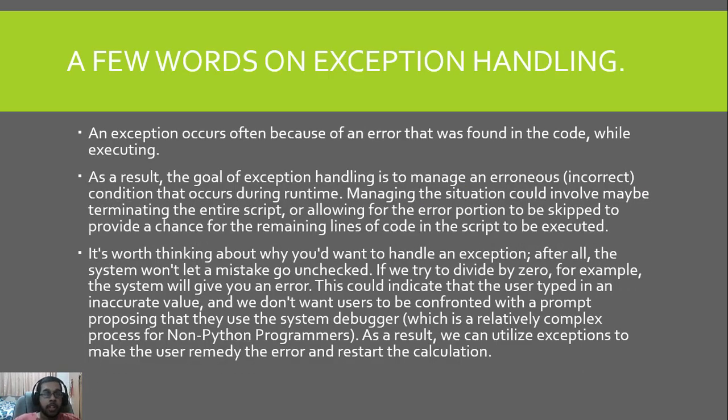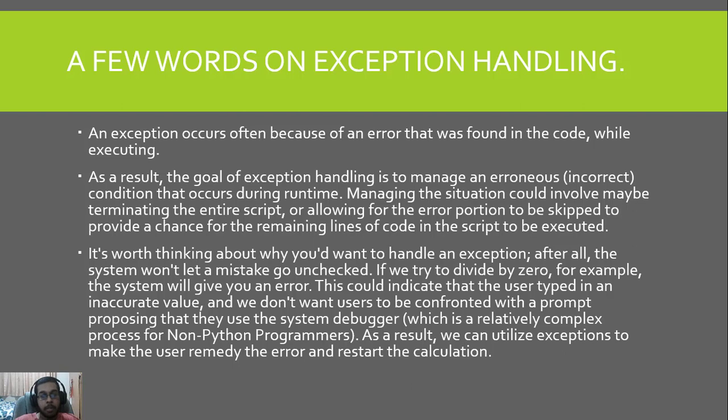A few words on exception handling. An exception occurs often because of an error that was found in the code while executing. As a result, the goal of exception handling is to manage an erroneous, incorrect condition that occurs during runtime. Managing the situation could involve maybe terminating the entire script or allowing for the error portion to be skipped to provide a chance for the remaining lines of code in the script to be executed.